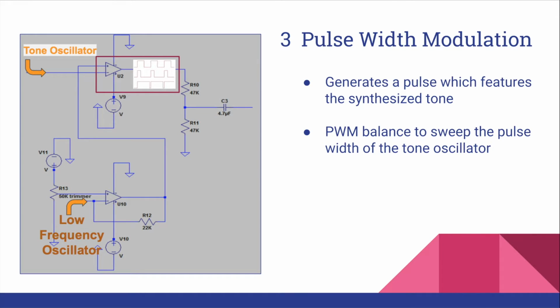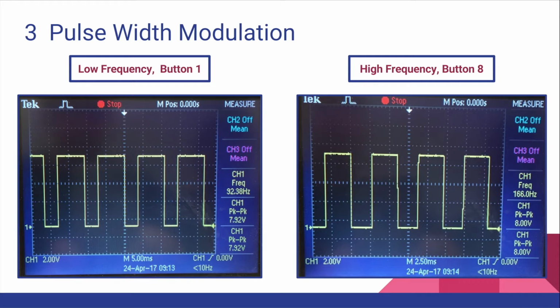This is our PWM that we have incorporated. It serves the purpose of generating a pulse which features the synthesized tone. So from the previous two triangle waveforms that we have, this will generate a square wave output, and in return this is a much stronger signal than 2 square waves subtracted. So as such, the PWM balance in a sense helps to sweep the pulse wave of the tone oscillator. This is just the waveforms of the PWM.